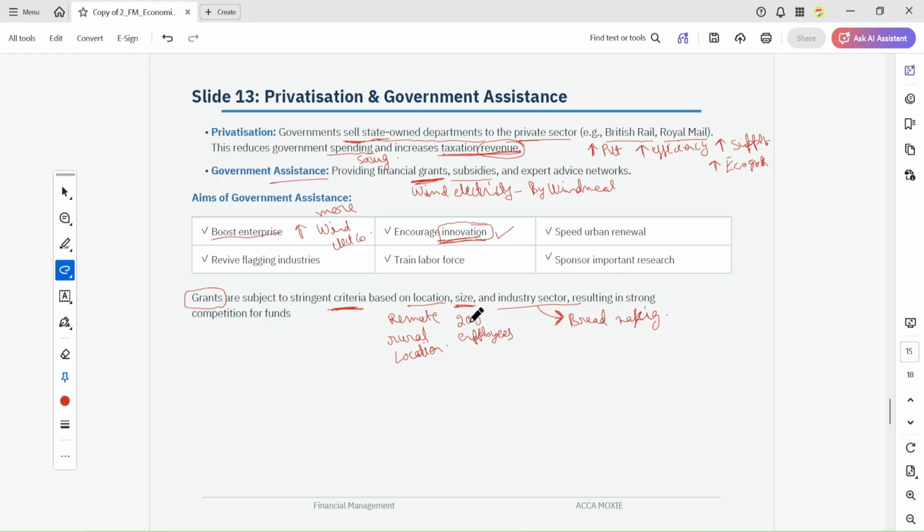Okay, so these are some of the conditions: you have to open your factory in a remote location, you have to employ at least 200 employees, and you have to start a bread making factory in the village. These are some of the conditions. If you fulfill these conditions, then you can get the grant. Getting the grant is not easy, but if you fulfill them, then you can get it.